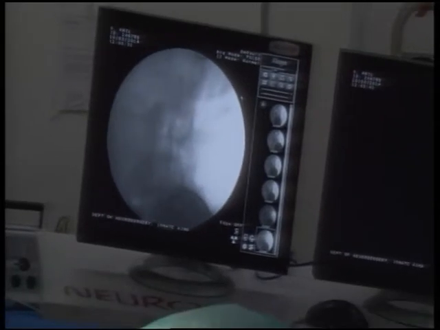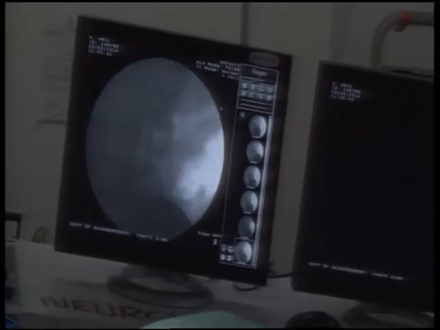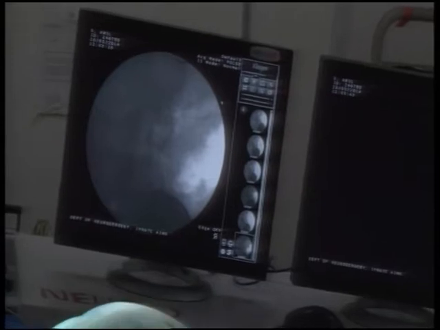So such kind of alignment is very, very important before inserting the needle.